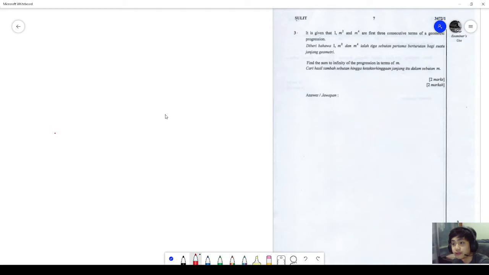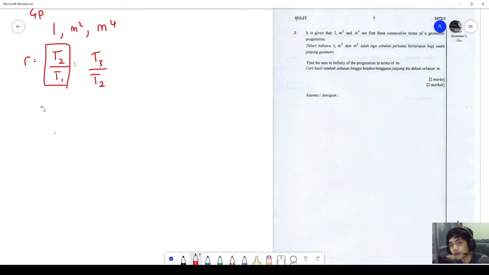So we have 3 consecutive terms of a geometric progression. Find the sum to infinity. The geometric progression is 1, m squared, and m power 4. Since we know that this is a geometric progression, we can find r, the common ratio, where we can take t2 over t1, or t3 over t2. It's up to you. I'm going to take t2 over t1 for simplicity. So it's m squared over 1, which is just m squared.